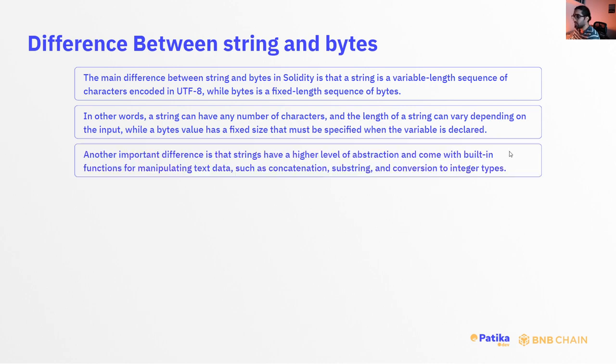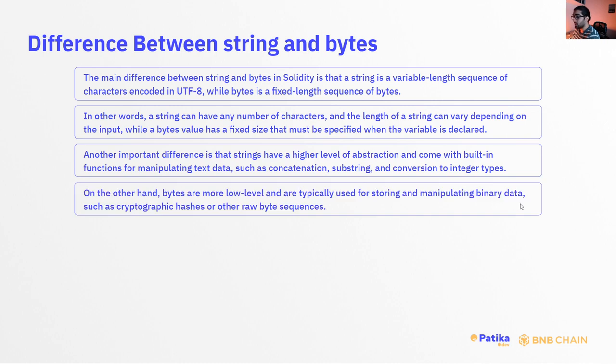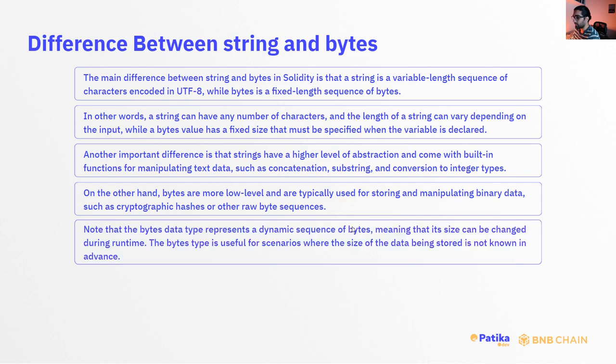Another important difference is that strings have a higher level of abstraction and come with built-in functions for manipulating text data, such as concatenation, substring, and conversion to integer types. On the other hand, bytes are more low-level and are typically used for storing and manipulating binary data, such as cryptographic hashes or other raw byte sequences.